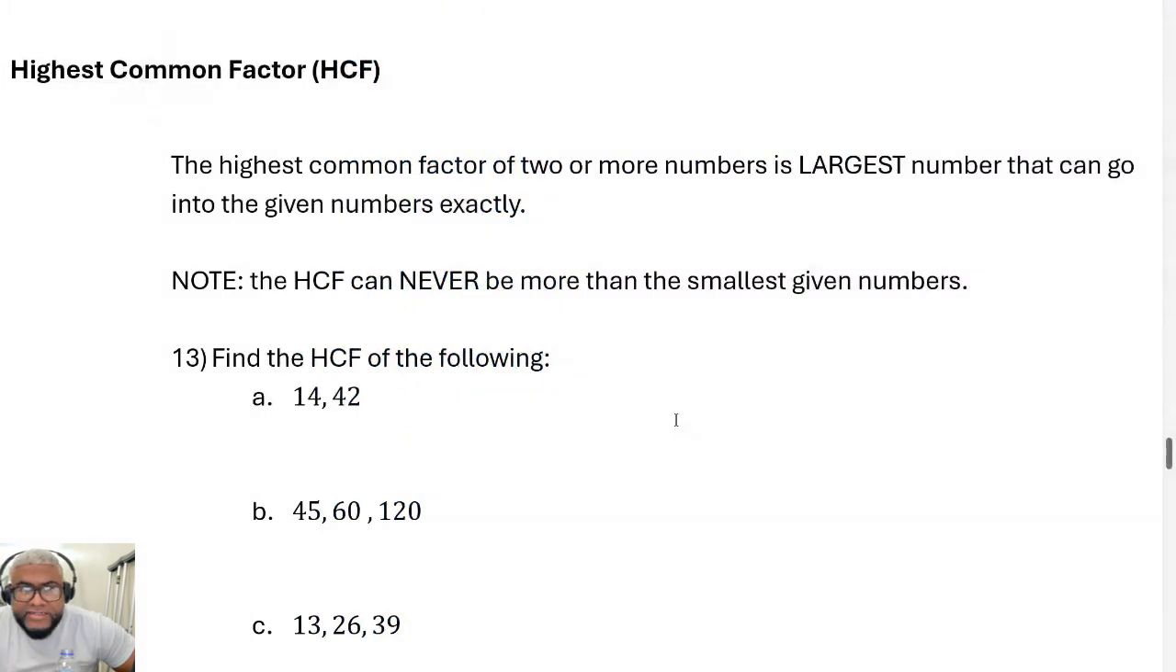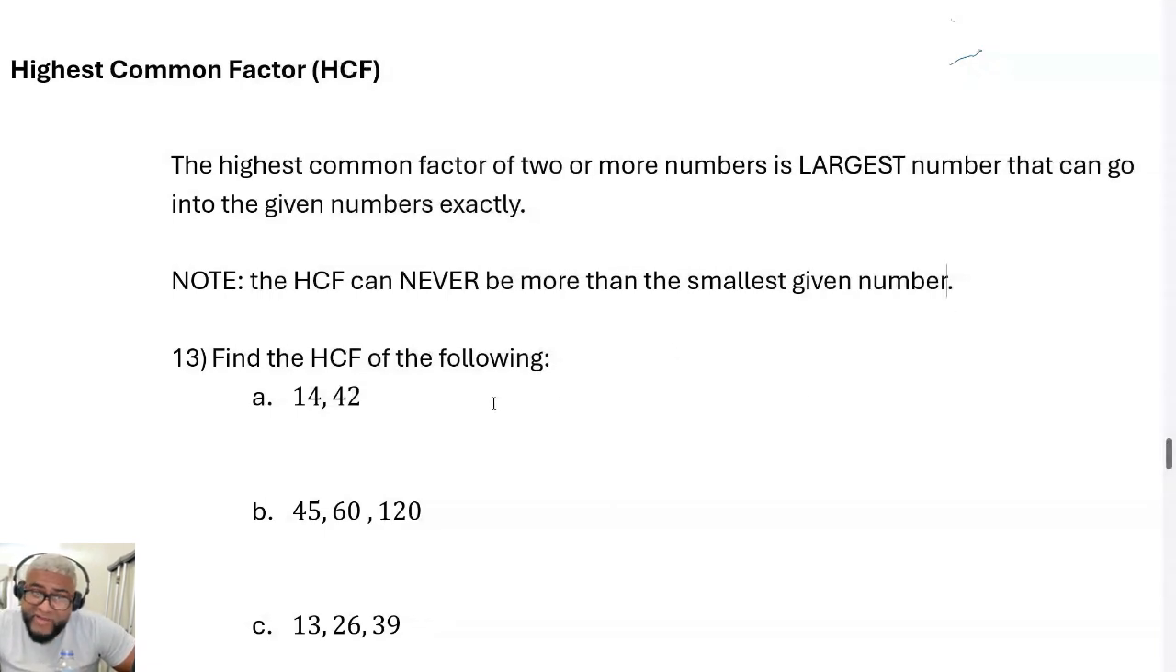So, right, let's run it one more time. Highest common factor. The highest common factor of 2 or more numbers is the largest number that can go into all of the given numbers exactly. Note, the HCF can never be more than the smallest given number. Okay, so we want to find the HCF of the following.